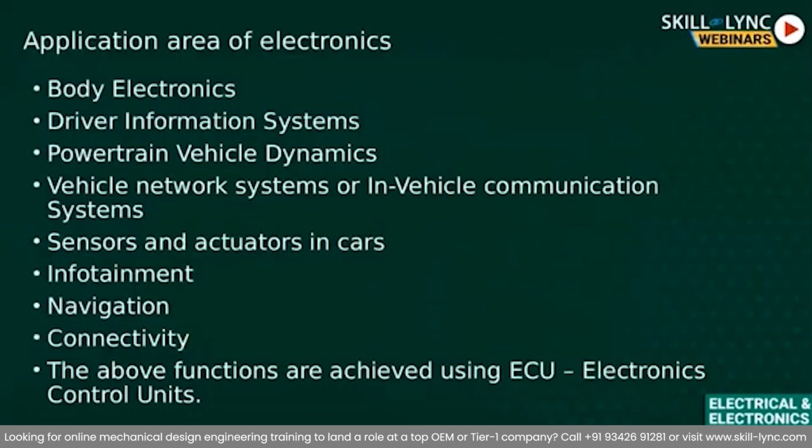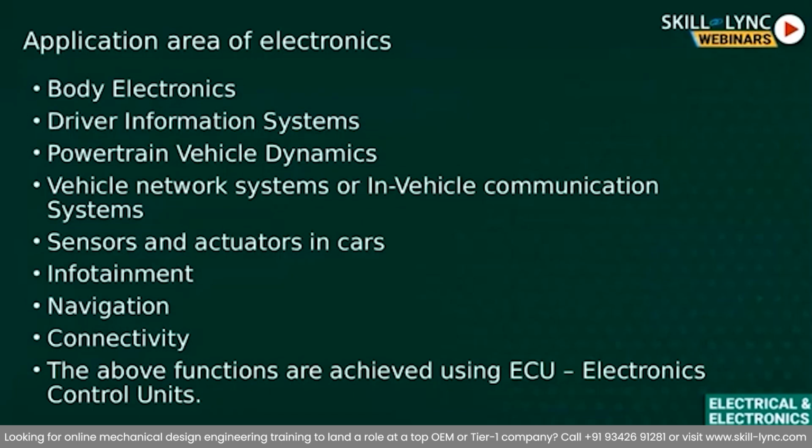Let us quickly take a look at the list of application areas where electronics can be applied. The first one is body electronics, which includes automotive lighting, car access and security systems, mirrors, body motors, power seats, and body sensors like obstacle detection sensor and vehicle occupant detection sensor. All this comes under body electronics.